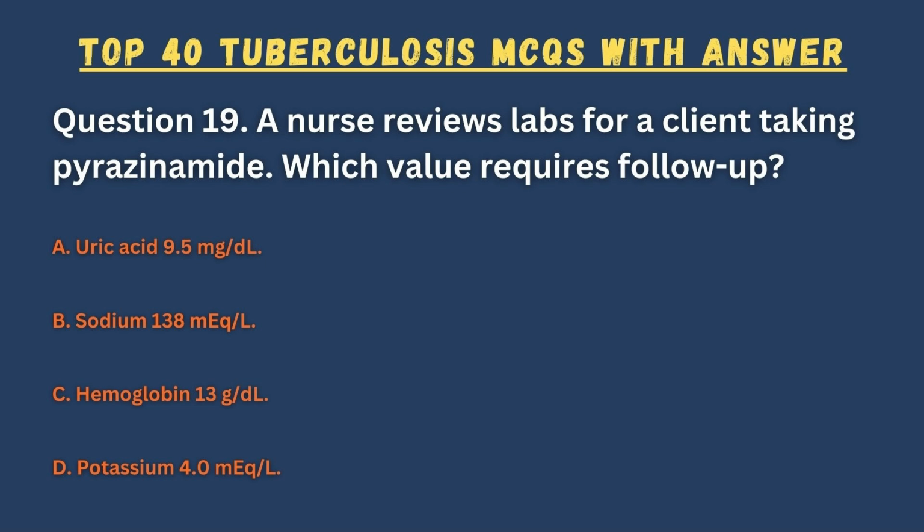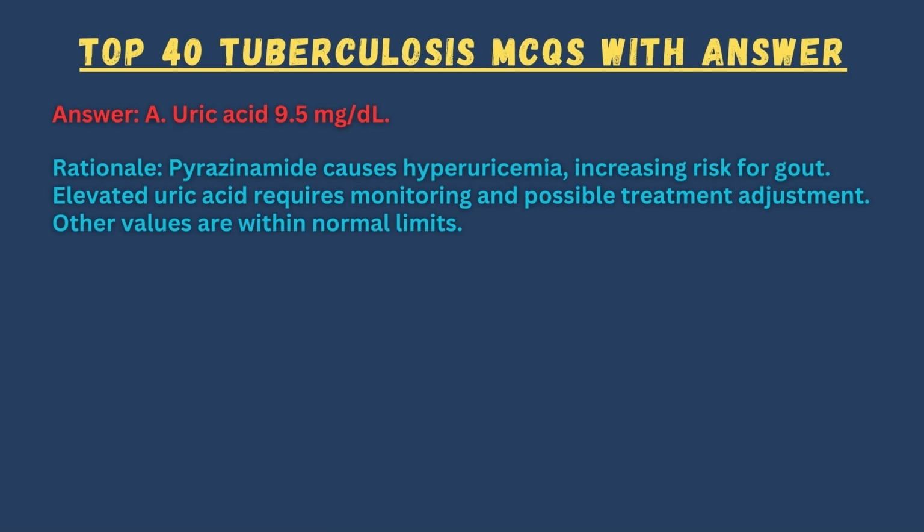Question 19. A nurse reviews labs for a client taking pyrazinamide. Which value requires follow-up? A. Uric acid 9.5 milligrams per deciliter. B. Sodium 138 mEq per L. C. Hemoglobin 13 grams per deciliter. D. Potassium 4.0 mEq per L. Answer: A. Uric acid 9.5 milligrams per deciliter. Rationale: pyrazinamide causes hyperuricemia, increasing risk for gout. Elevated uric acid requires monitoring and possible treatment adjustment. Other values are within normal limits.